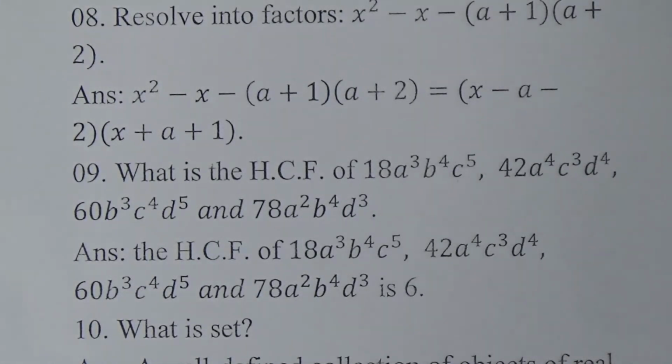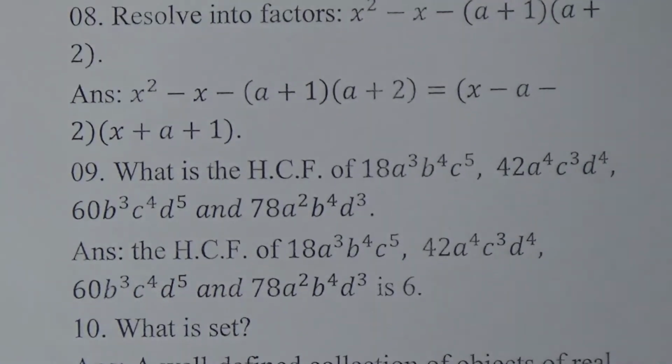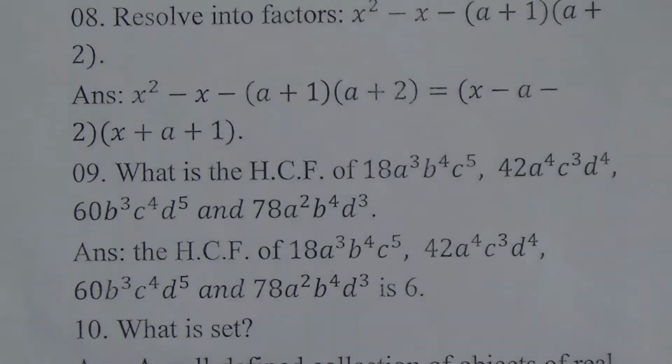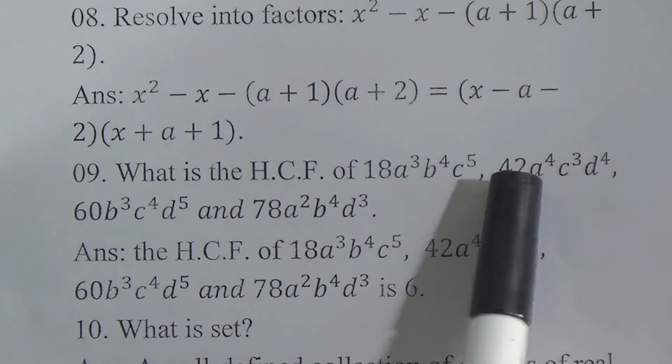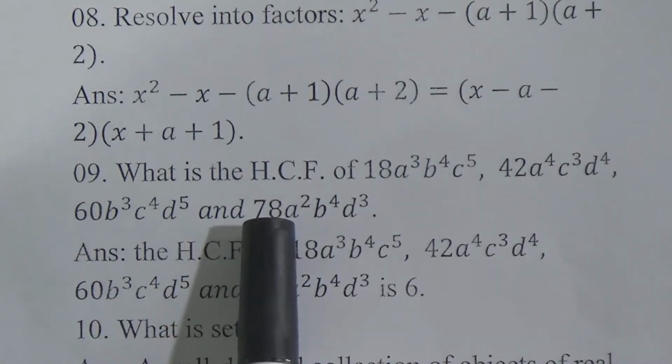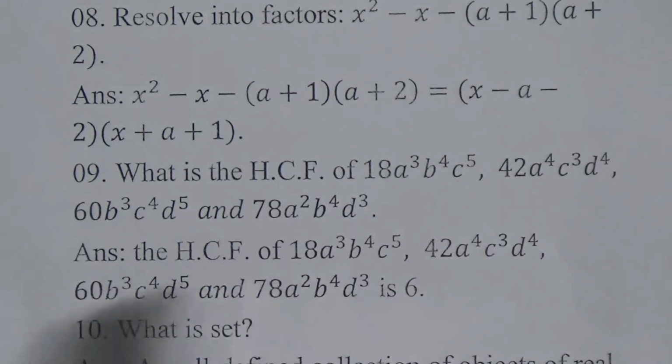It means that all the variables are not seen in all the expressions, so we will not get any common variable here for the HCF. So we have to take the HCF of only the coefficients of these single term expressions. So we have to find the HCF of 18, 42, 60 and 78. If we do the HCF of these 4 numbers, the HCF will be 6. So our required answer is 6.